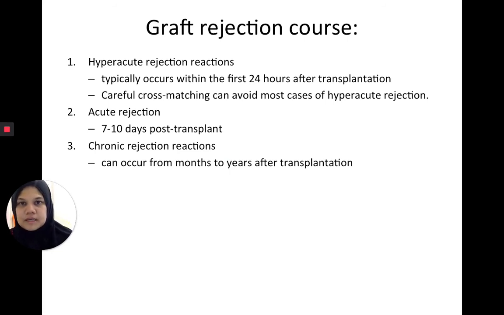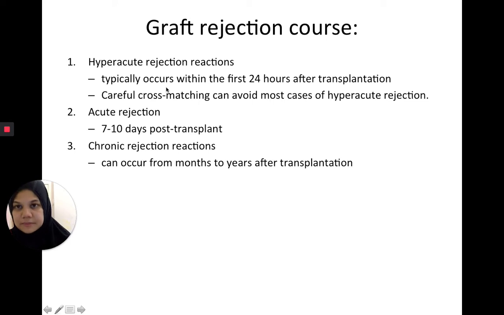So again, the idea of graft rejection is that it happens in stages. When a transplant occurs, the surgeon pretty much has to monitor at different time points, just because in the first 24 hours, you're still not clear yet. So they have to monitor a bit longer because it can happen at different stages.